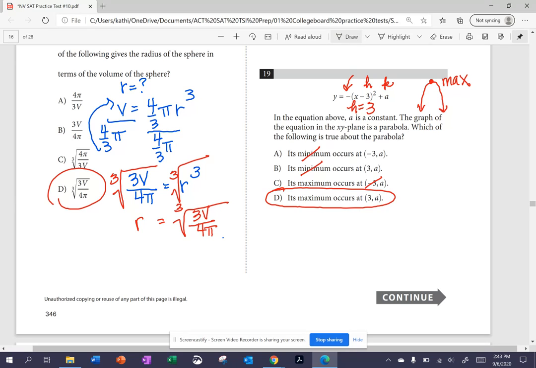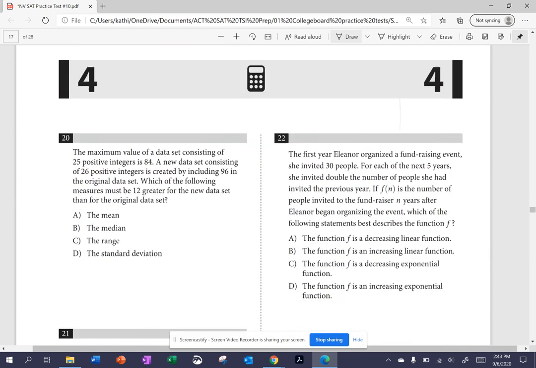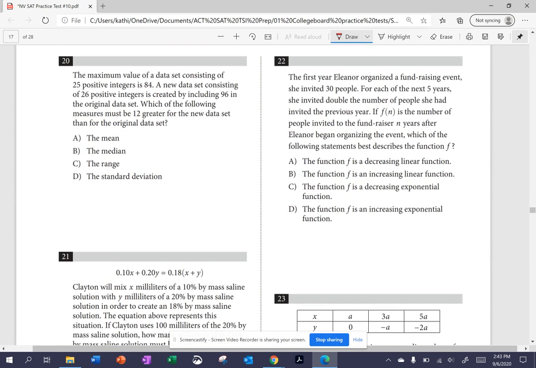Right, number 20. The maximum value of a data set consisting of 25 positive integers is 84. A new data set consisting of 26 integers is created by including 96 in the original data set. Which of the following measures must be 12 greater for the new data set than the original set?